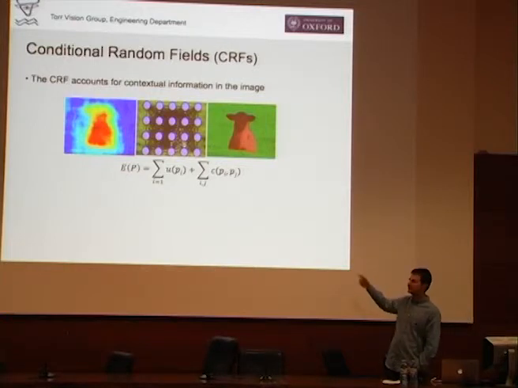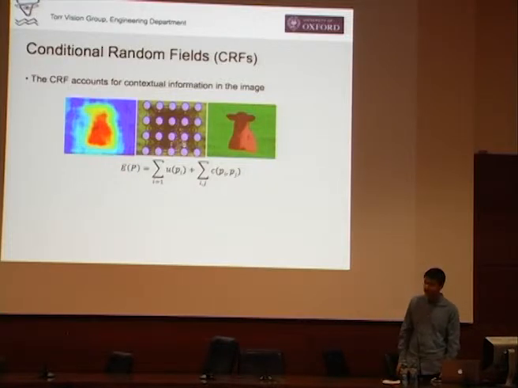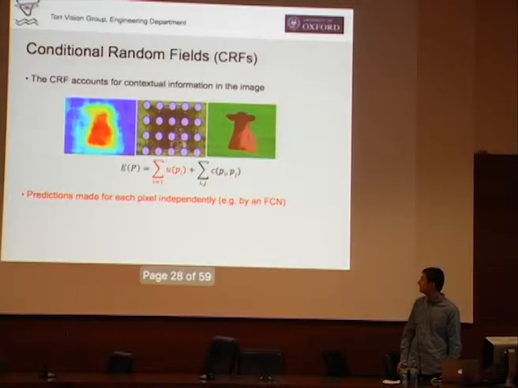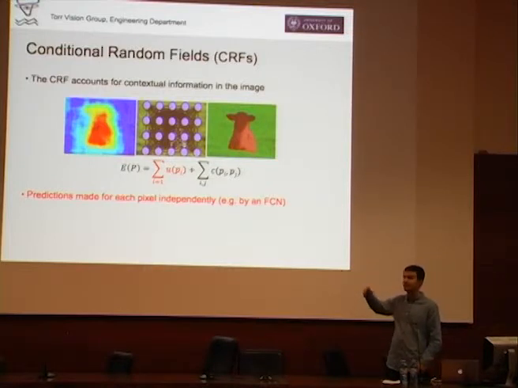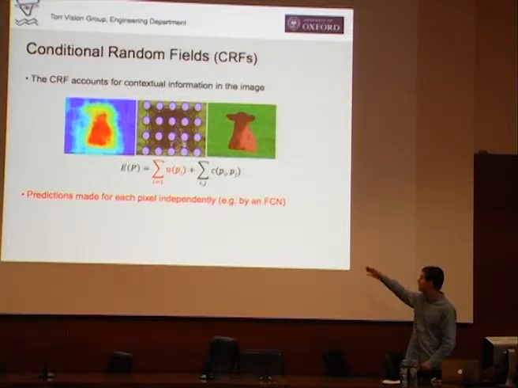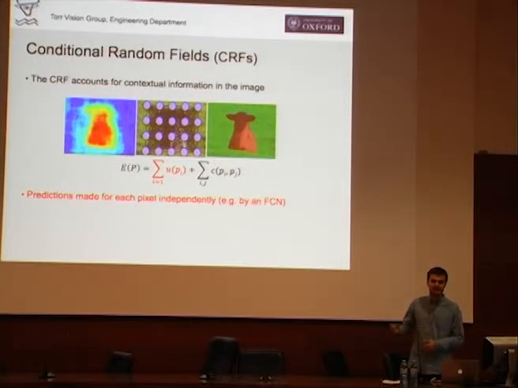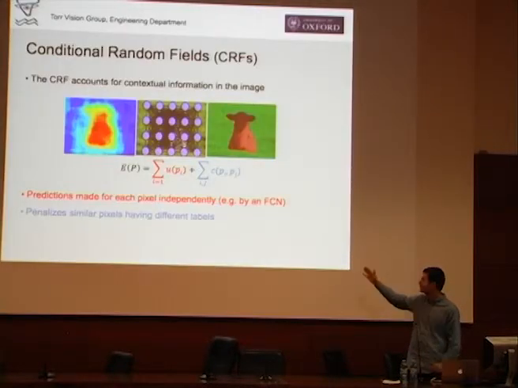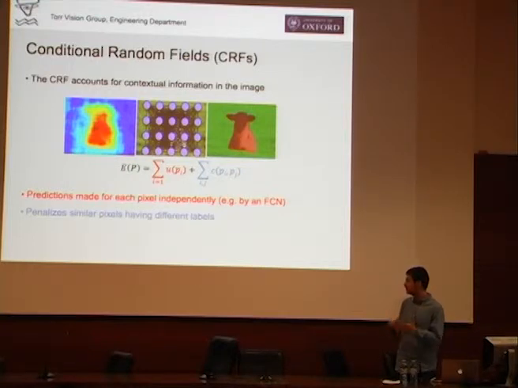Conditional random fields are based, in the simplest form, on minimizing this function here, where the first term corresponds to the unary terms. It's basically the predictions made for each pixel independently. So, for example, we can use for the first term the predictions made by the FCN that we saw before. Now, the important point here is this second term. The purpose of it is to penalize similar pixels having different labels.